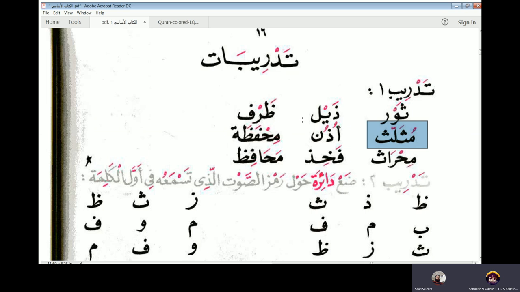Okay, muthallathun. I need to create a dictionary so I can add all my new vocabulary. Muthallathun. Triangle, yes. What is this? There. Muthallathun, triangle. As you see in the homework group, students use an app to memorize words. I will also ask you to download that app. Oh, okay. Muthallathun. Okay.